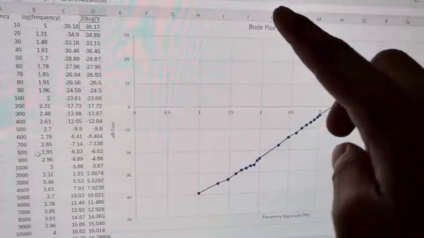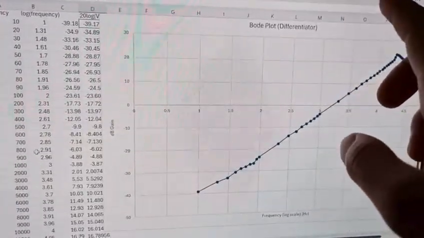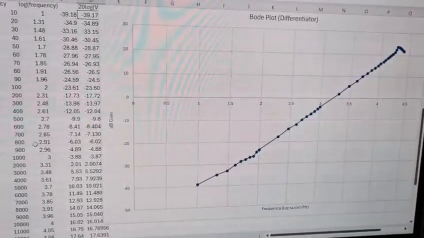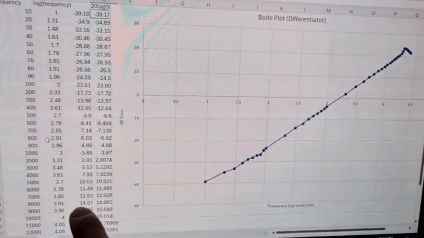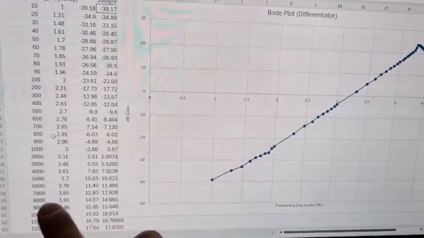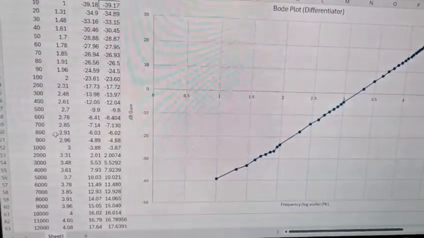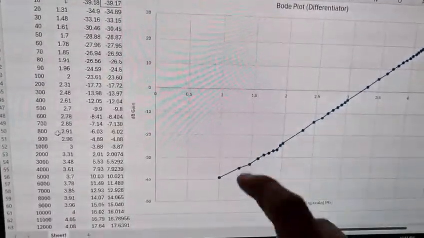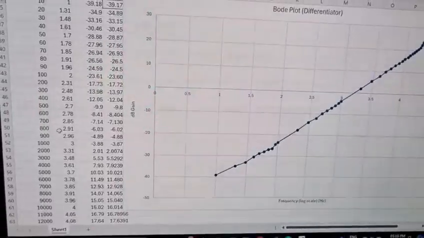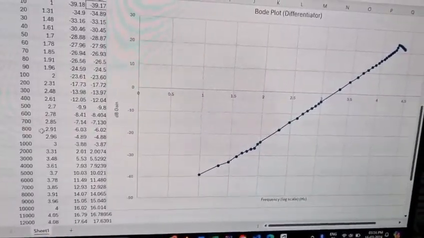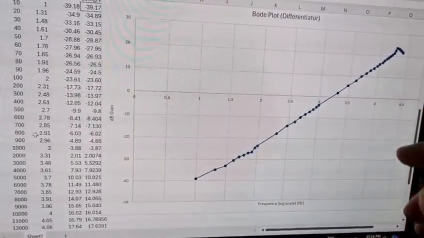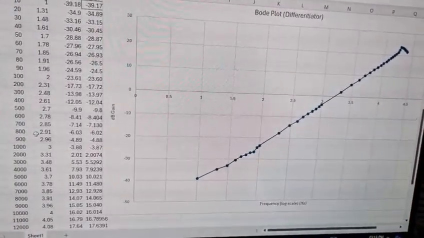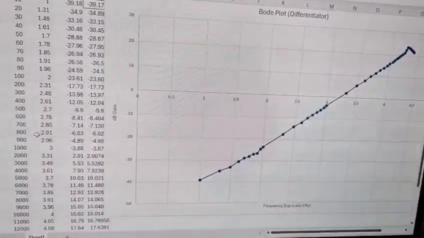Here is the Bode plot for the differentiator circuit. As we can see, the dB gain is about 16 at 11,000 hertz, while the dB gain is negative at lower frequency. That means we have high amplification at higher frequency and attenuation at lower frequency, and we can conclude that the differentiator circuit is a high pass filter.